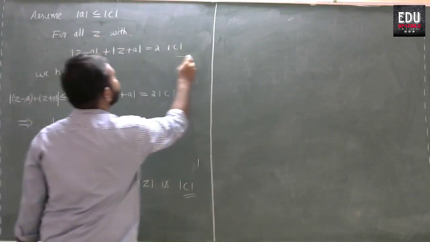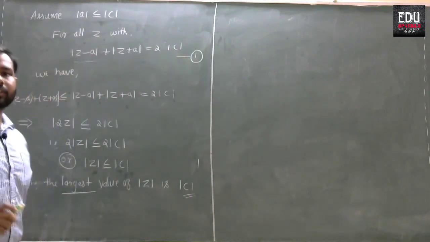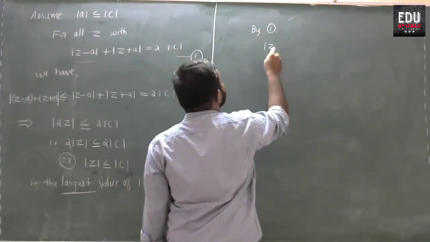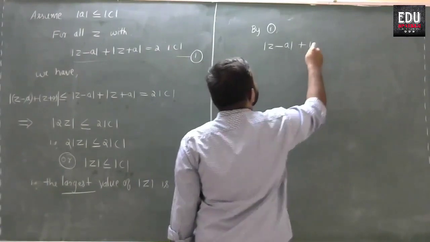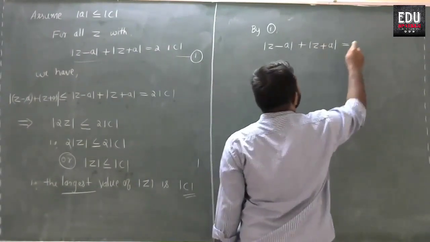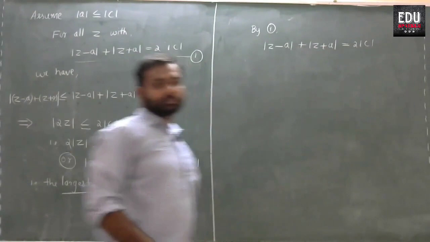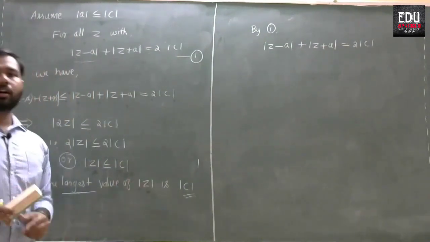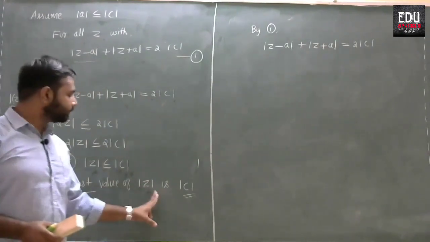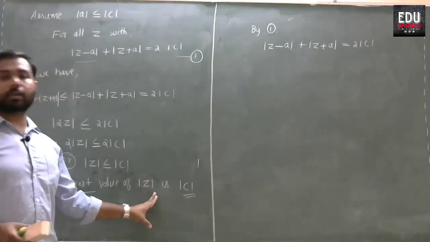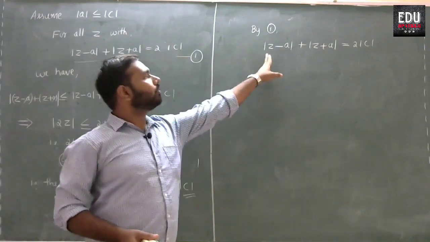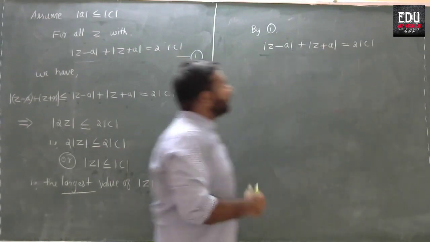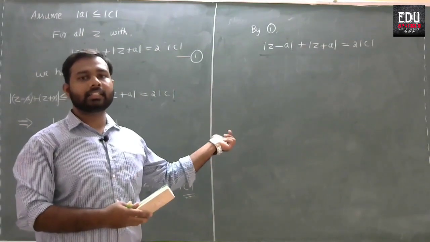so already we have this. So call this equation 1. So by 1, we have |z − a| + |z + a| = 2|c|. Now we have to find the minimum or least value of |z|. So you have to solve for |z|. But this equation is not enough to solve for |z| independently.